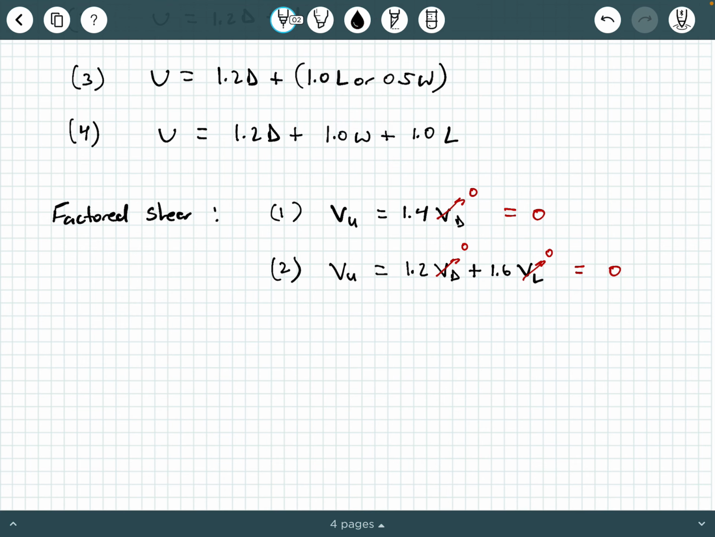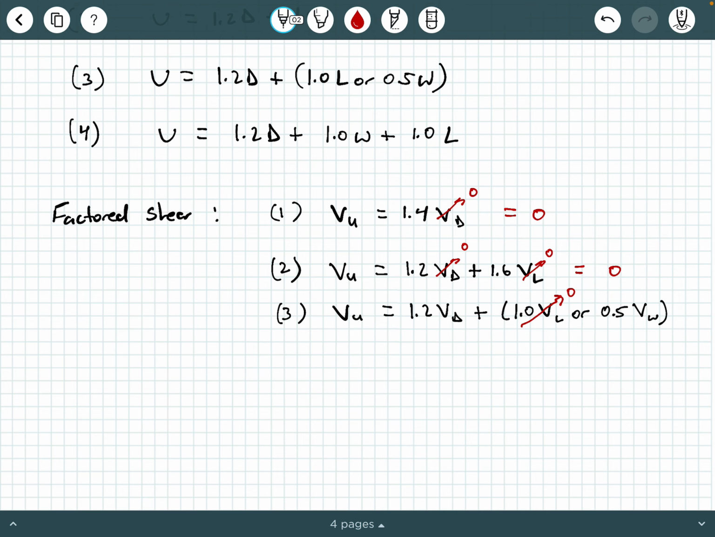What about load combination number 3? We're going to have VU equals 1.2 V dead plus, and then we're going to look at 1.0 V live or 0.5 VW. Now, we have to be careful here because there's an or statement, so you want to look at what's going to create the largest effect. Well, we know that V live right here is still 0 from our live load analysis.